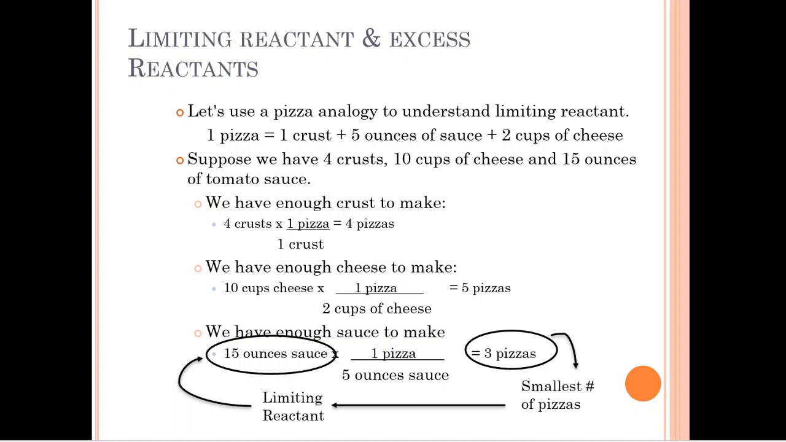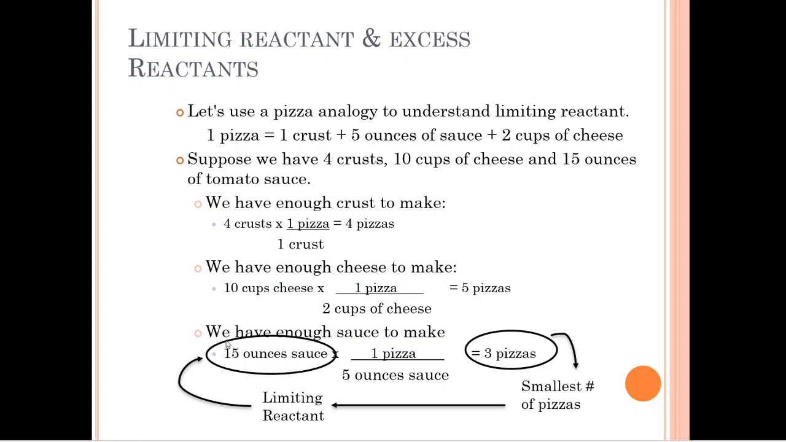We have 4 crusts as our given, and we need 1 crust for 1 pizza, so we could make 4 pizzas with the crusts. Then with the cheese, we have 10 cups as our given, and we need 2 cups of cheese for 1 pizza. So 10 divided by 2 means I can make 5 pizzas with the cheese, assuming I had more than enough of the rest.